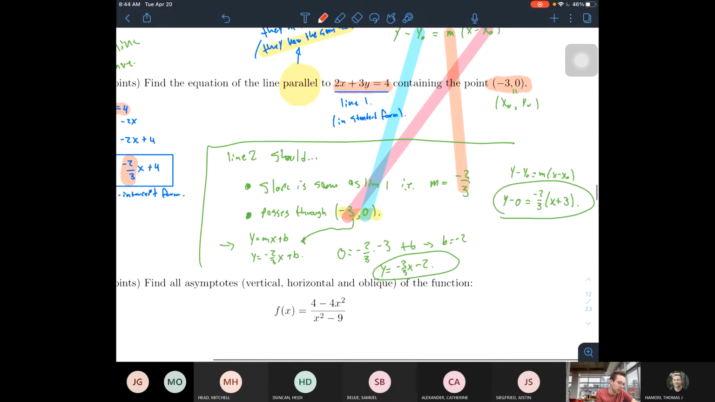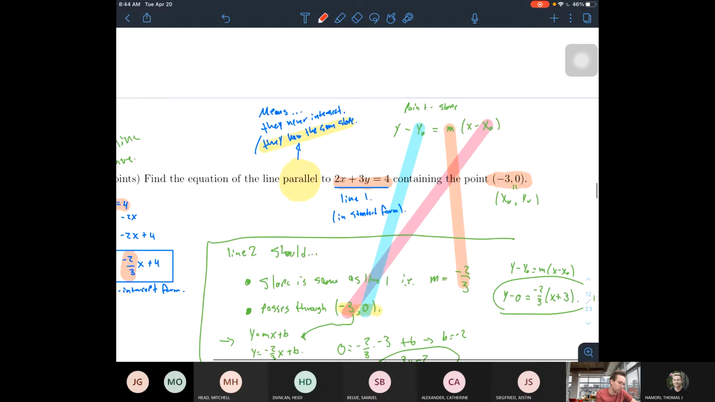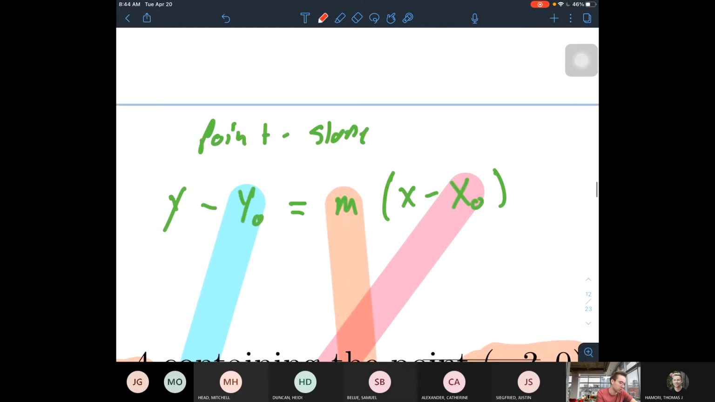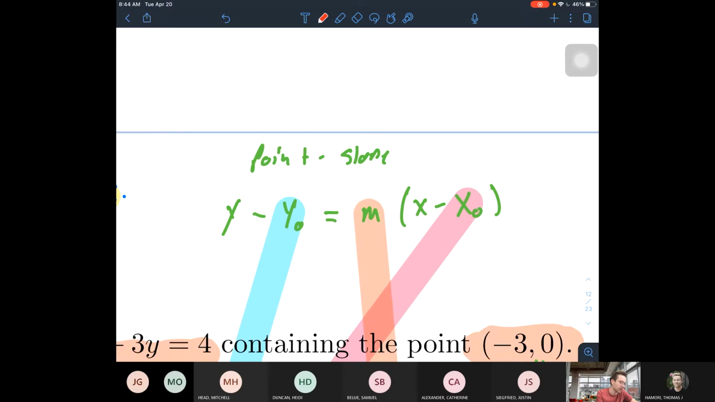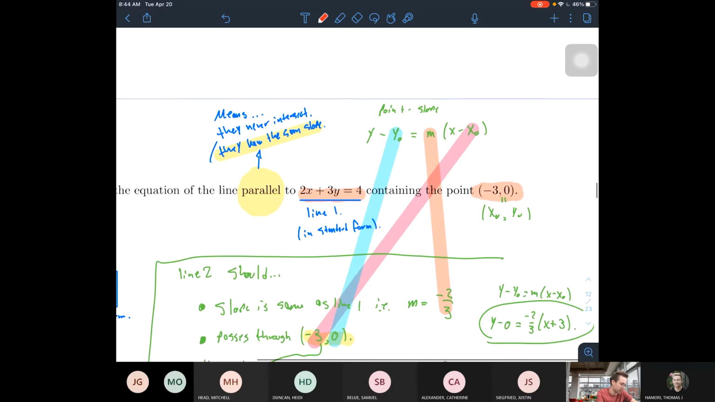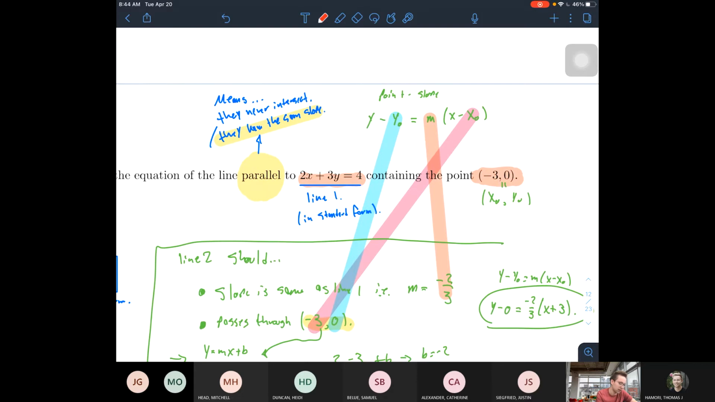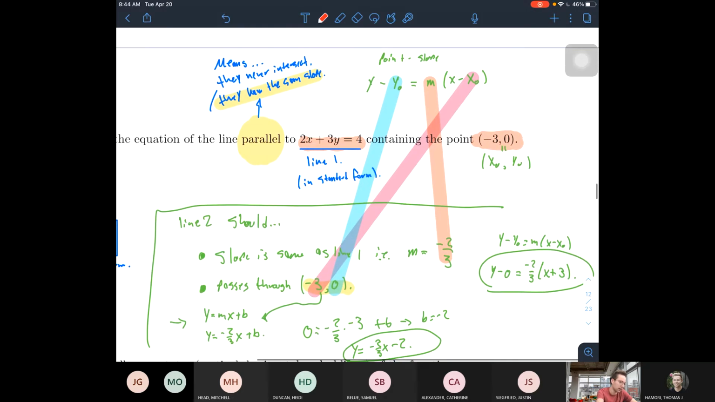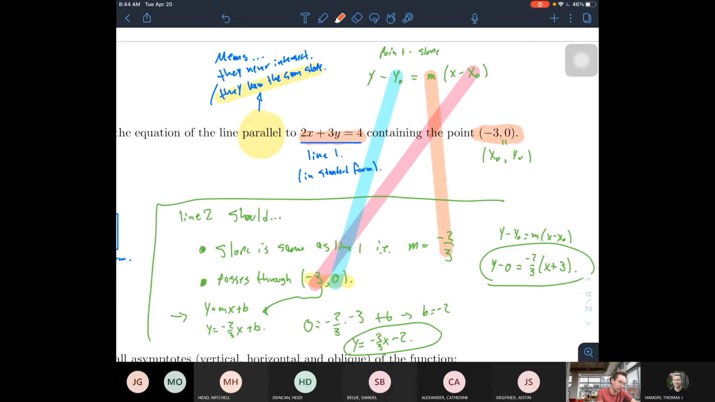So that's one method. The other method is to use point slope form, which, remember, is y minus y naught equals m times x minus x naught, where x naught, y naught is the point on the line that you have, and m is the slope. If we plug in -3, 0 for x naught and y naught, and -2/3 for m, you can see down here, I did that after class. It's just y minus 0 is equal to -2/3 times x plus 3.